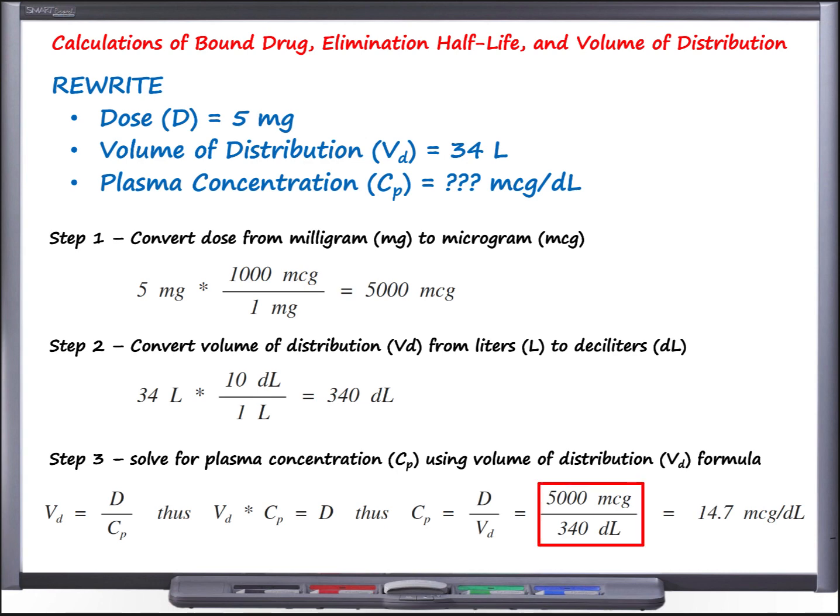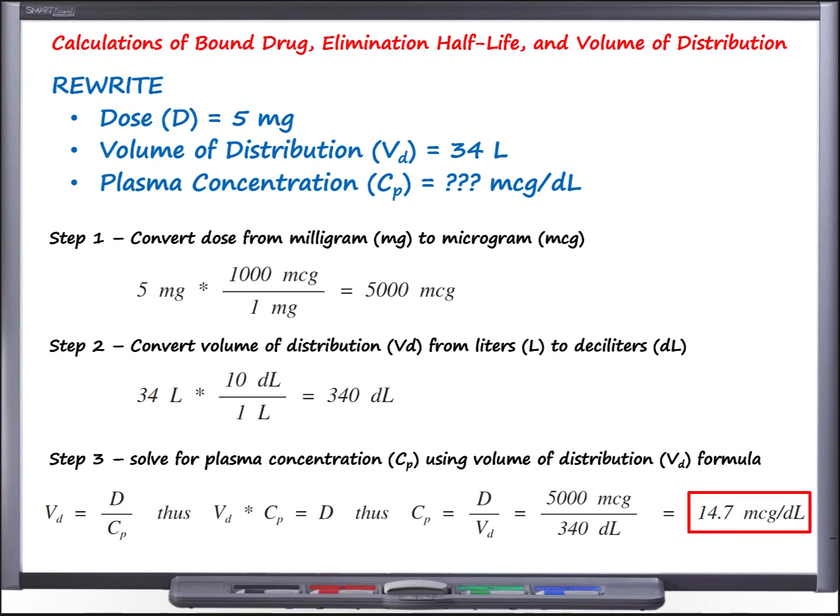distribution. So now if I just plug in my numbers, remember that we calculated the dose to be 5,000 micrograms, and we divide that by the volume of distribution as 340 deciliters, we can see that the plasma concentration that would result is 14.7 micrograms per deciliter. And that is the answer to this question.